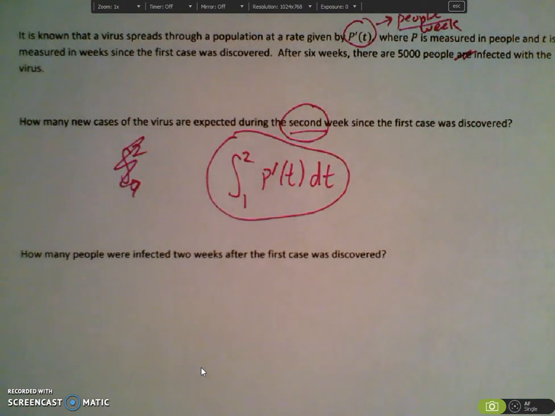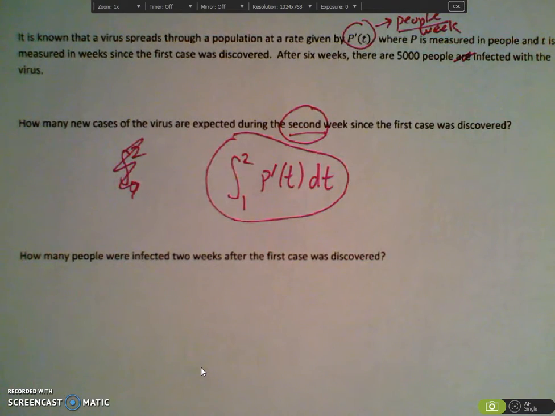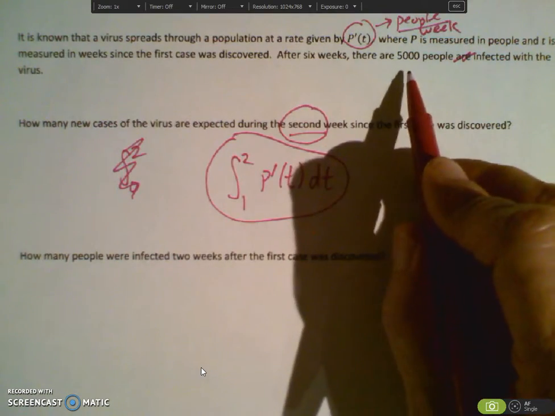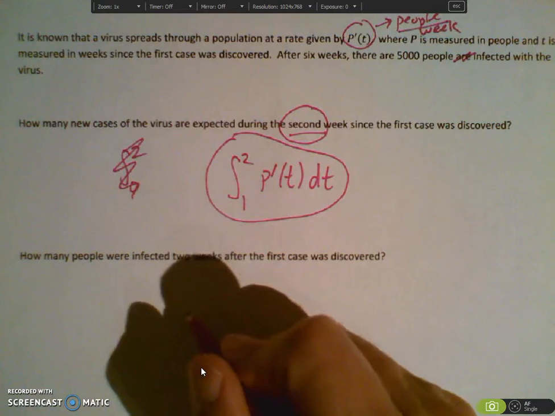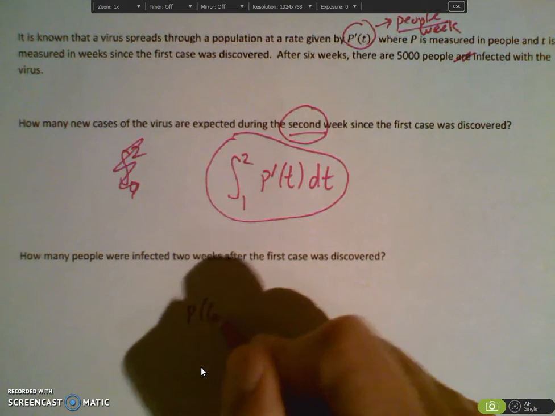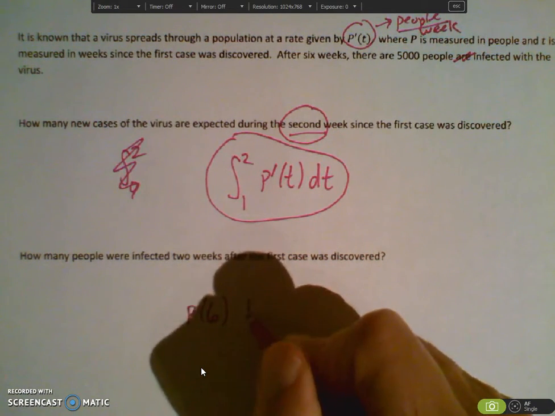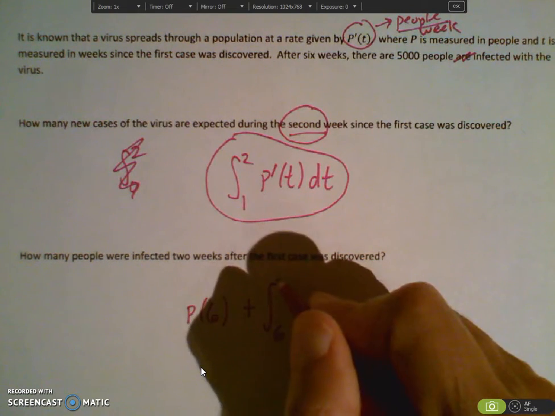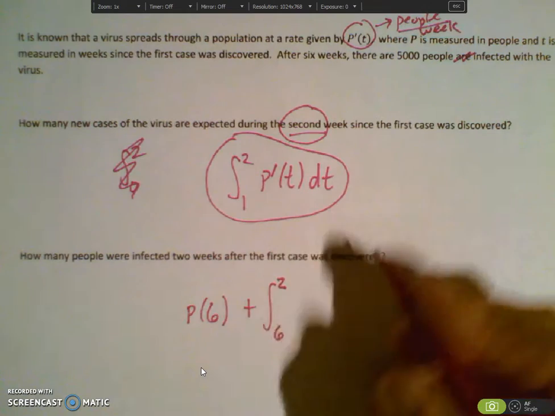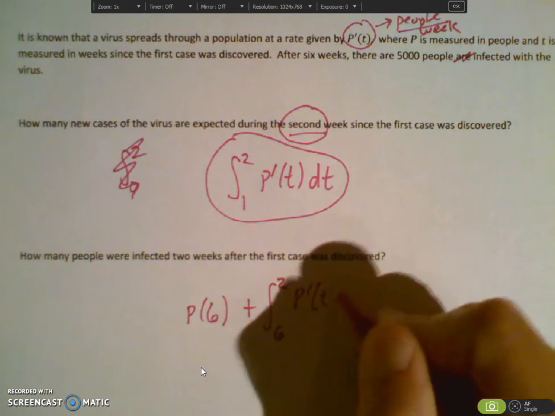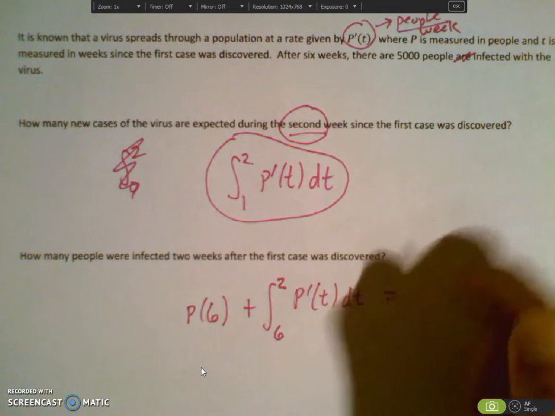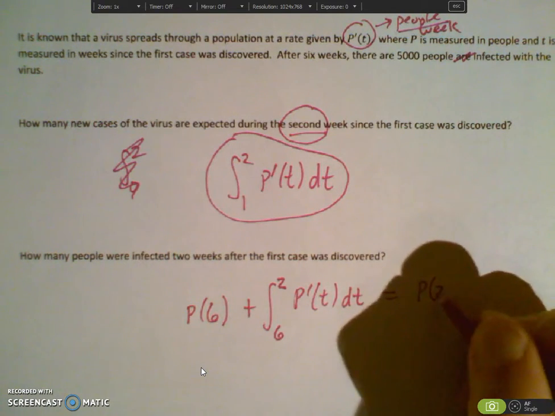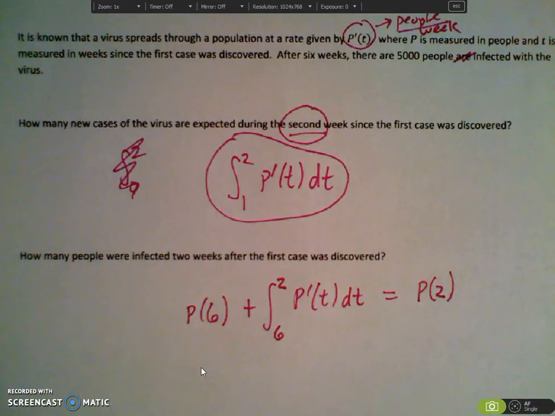Here's something else that's tricky. How many people were infected 2 weeks after the first case was discovered? Now, we know that after 6 weeks, 5,000 people are infected, so the population at 6 weeks, then we're going to add the integral from 6 to 2 of p prime of t dt, and this should give us the population after 2 weeks.